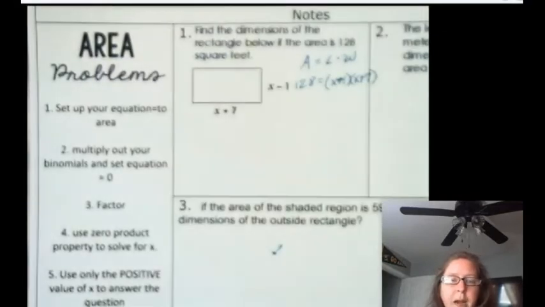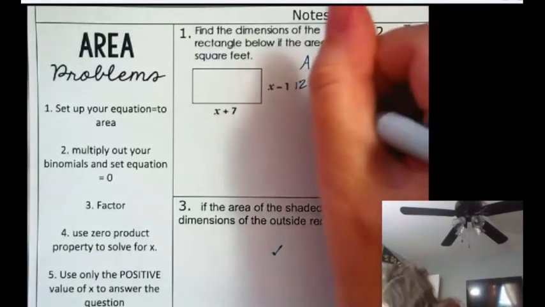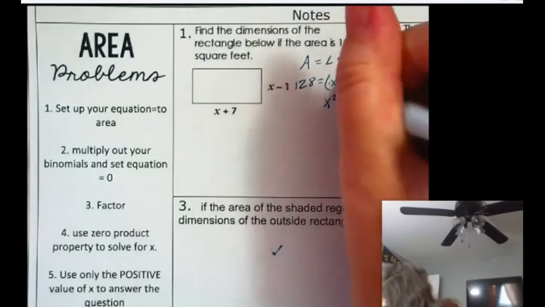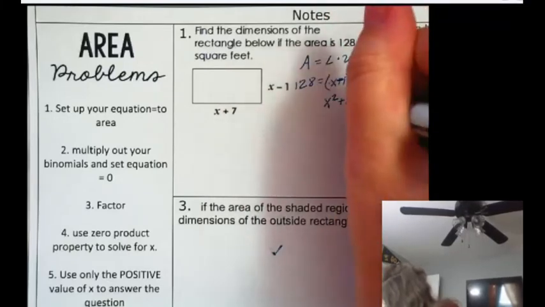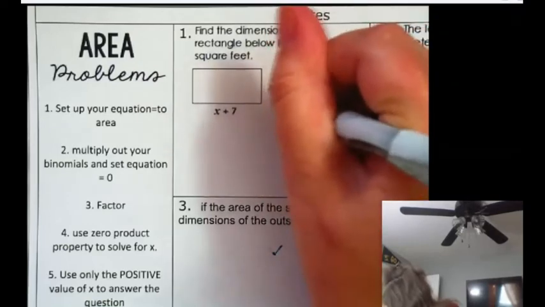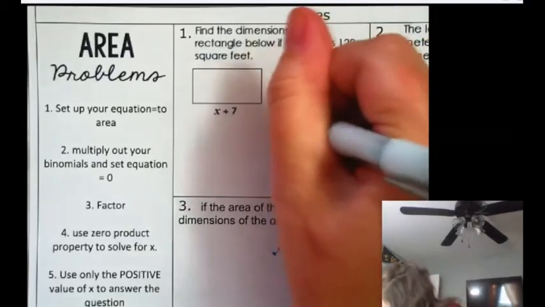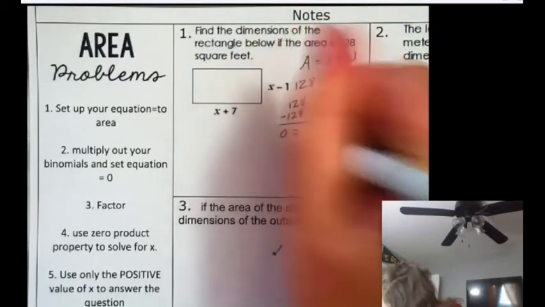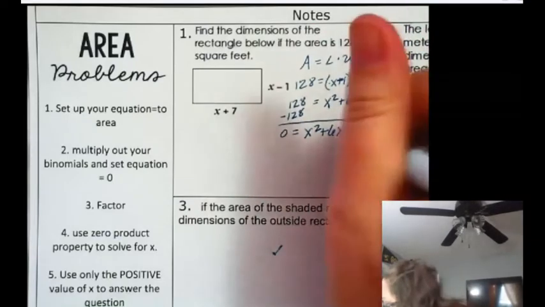Next, I'm going to multiply out our binomials, okay, and then set the equation equal to 0. So let's do this. X times x is x squared, x times 7, and negative 1 times x. If I simplify, I'll get 6x. Negative 1 times 7 is negative 7. And that still equals 128. So what I need to do is subtract the 128 so that it now equals 0. So now I have 0 equals x squared plus 6x minus 135.